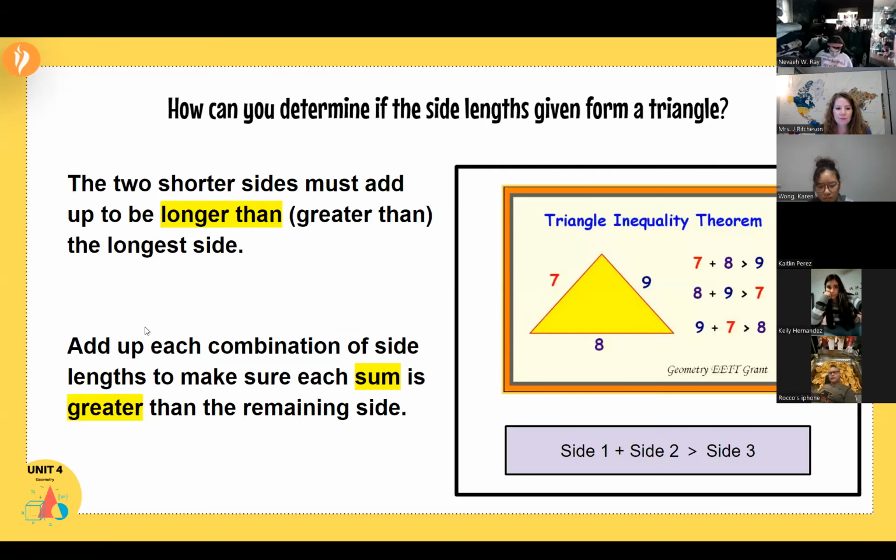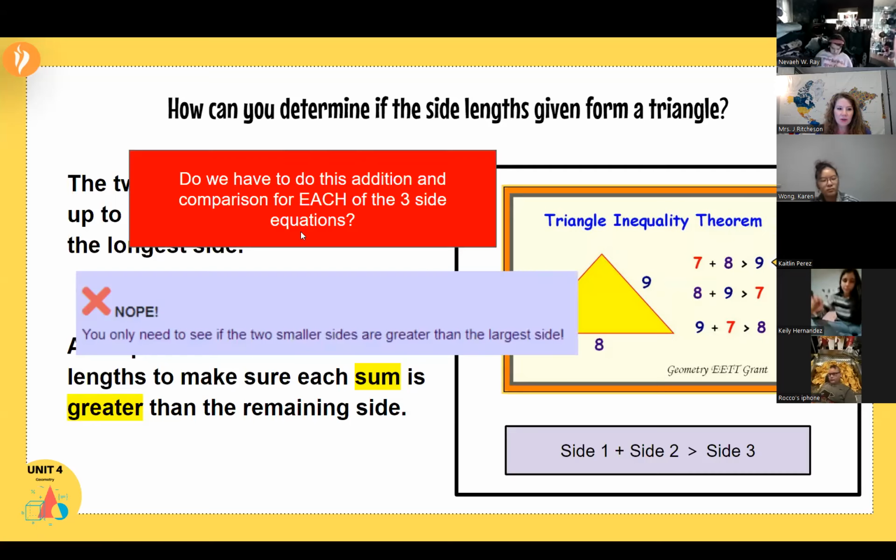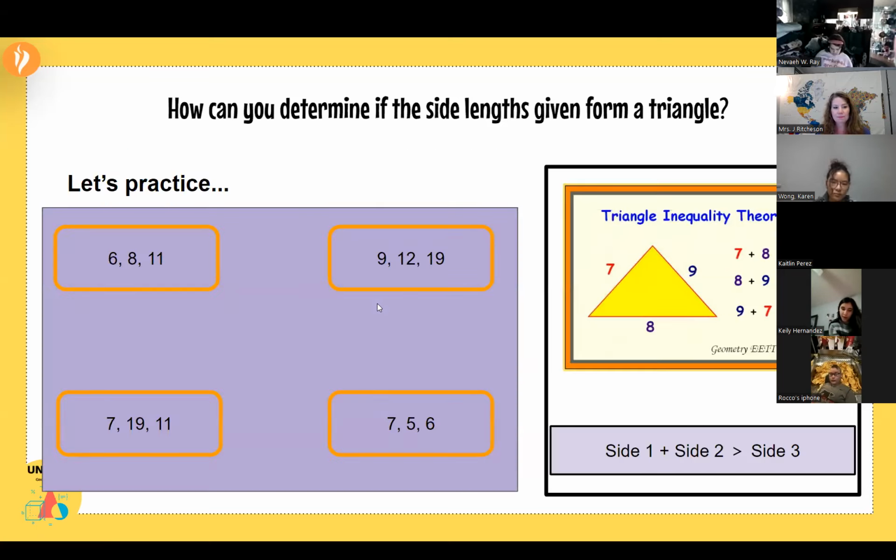All right. So anyway, like I said earlier, 7 and 8 are the two shortest sides. If you add them up, they are in fact greater than 9. So these three side lengths will work for a triangle. Do we have to do this addition and comparison for each of the three sides? No, you only need to see if the two smaller sides are greater than the longest side.